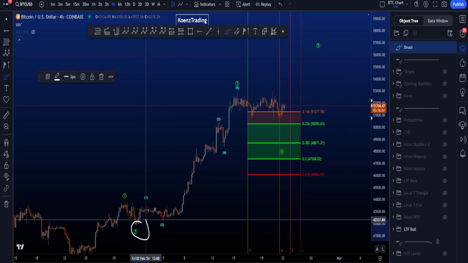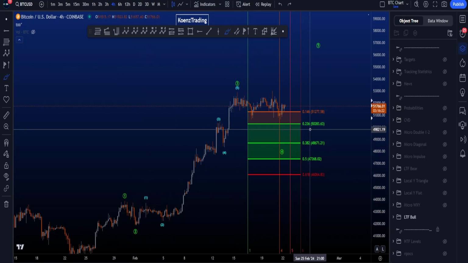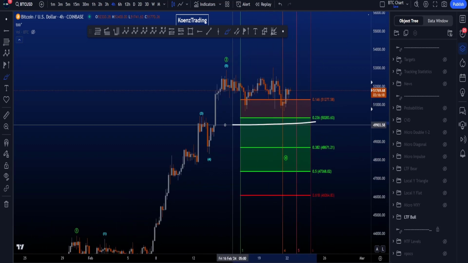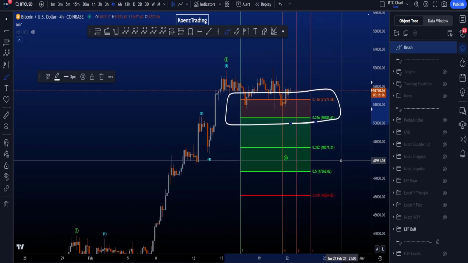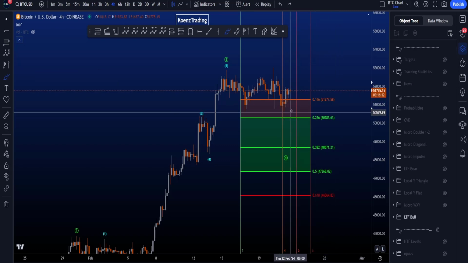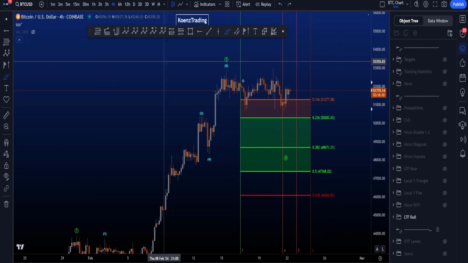The common target area for a wave 4 is the green box here between the 0.236 and the 0.5, taken from the low of 2 to the high of 3, giving you a target between 50.3k and 47.3k. A less common target is between the 1.146 and the 0.236, which is between 51.3k and 50.2k, which, as you can see, has been hit.